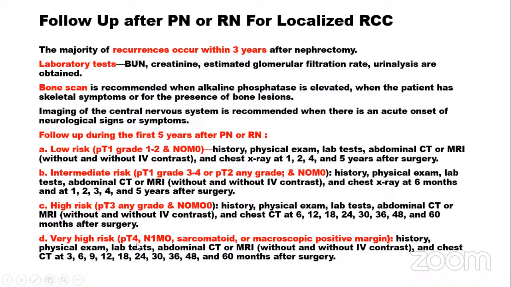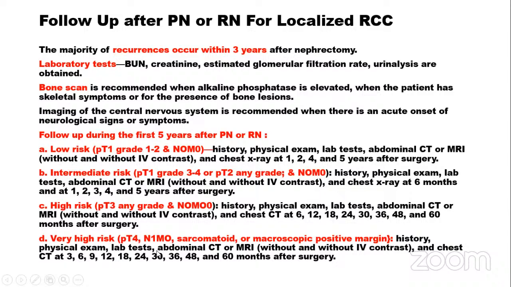For the very high risk group, that is pT1 to pT4 with sarcomatoid type or macroscopic positive margin, we will do the same history, examination, lab, and abdominal CT or MRI, and here we will do chest CT, as well as in patients with pT3 any grade. But the follow-up here is different, as you see.